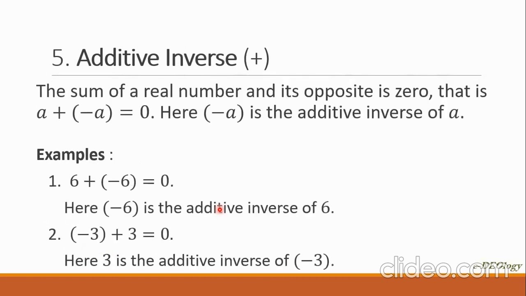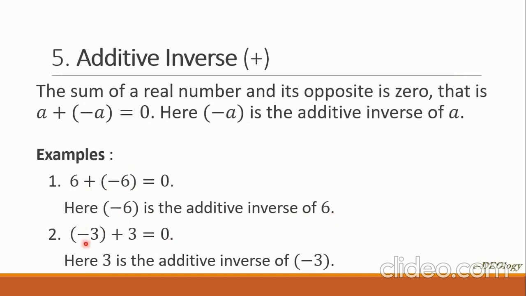Number 5 is additive inverse. It says here the sum of a real number and its opposite is 0. That is, a plus negative a equals 0. And here, the minus a, or the negative a, is the additive inverse of a. We have two examples. 6 plus negative 6 equals 0. Here, negative 6 is the additive inverse of 6.